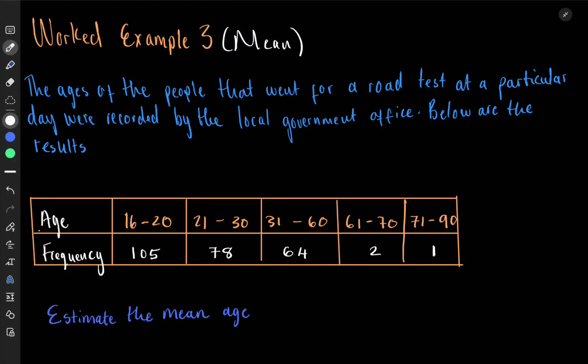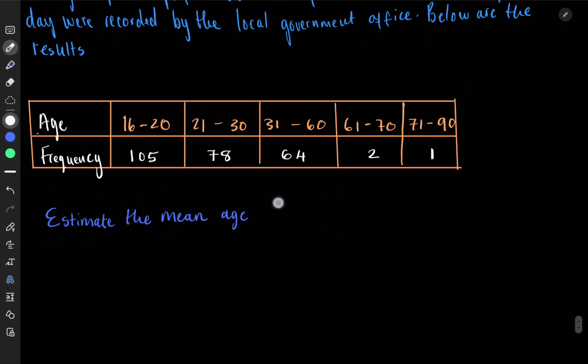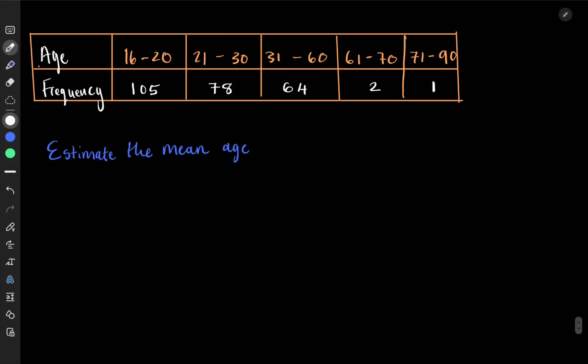We're doing example 3, right? Let's go through it. It says the ages of the people, blah blah blah. Below are the results. It's very hard to read this stuff, right? You don't really have to. Let's see what the question is saying, and let's see if we need anything from these first statements.